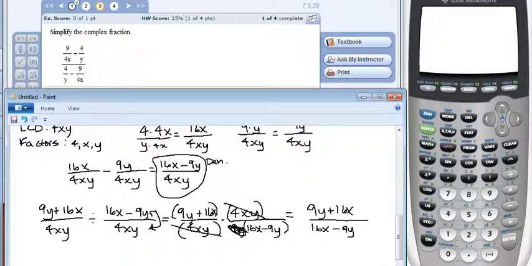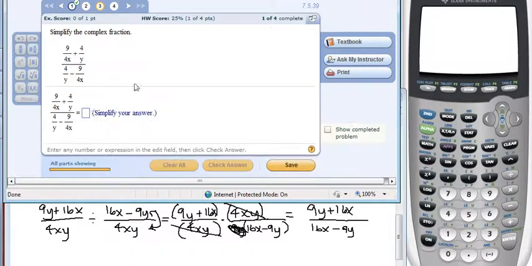Okay, that's as good as it gets. Should we try that one? Maybe we should. 9y plus 16x divided by 16x minus 9y.